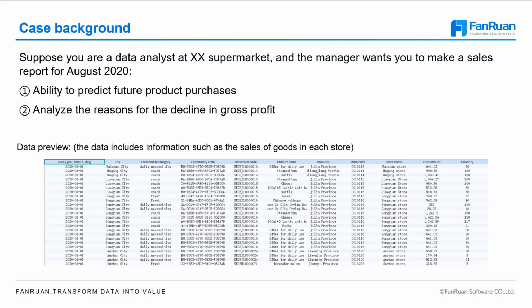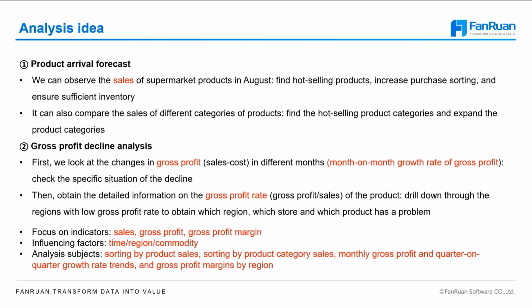Suppose you work as a data analyst for a supermarket chain and your manager asks you to make a sales report for August 2020 that can, firstly, predict future product purchases and, secondly, analyze the reasons for the decline in gross profit. Then, let's put together our thoughts about each of these two requirements.